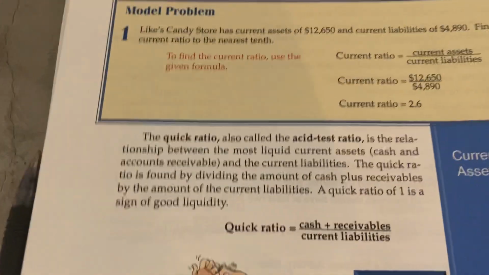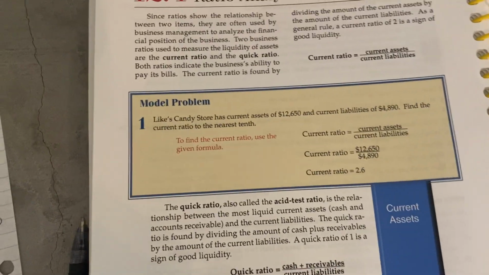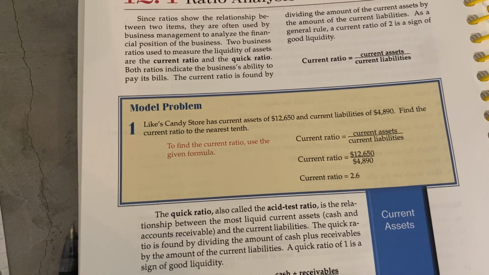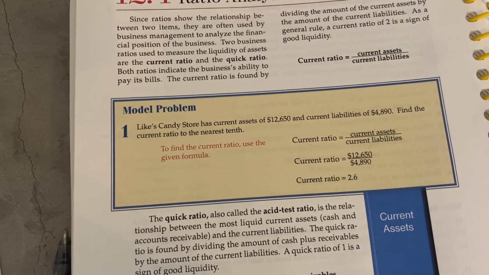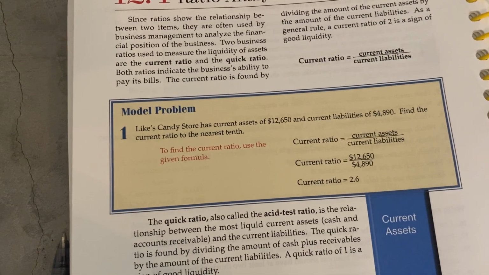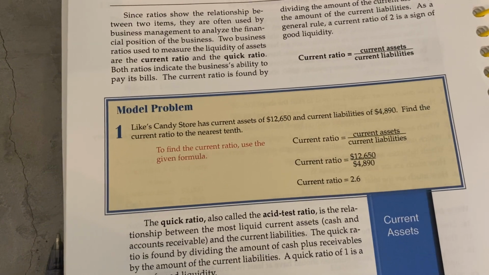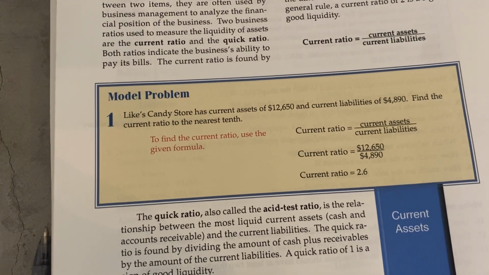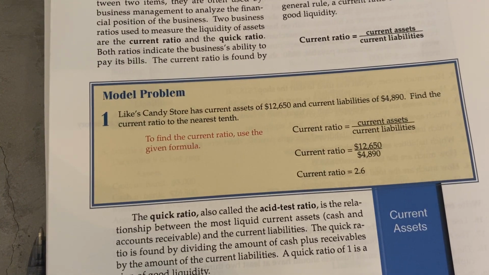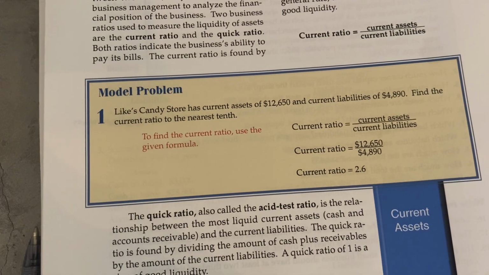So let's look at this model problem real quick. Like's Candy Store has current assets of $12,650 and current liabilities of $4,890. Find the current ratio to the nearest tenth. You just divide that out: 12,650 divided by 4,890. If you divide it on your calculator, your current ratio is 2.6. Remember, it should be at least 2, so it looks like you're doing good.